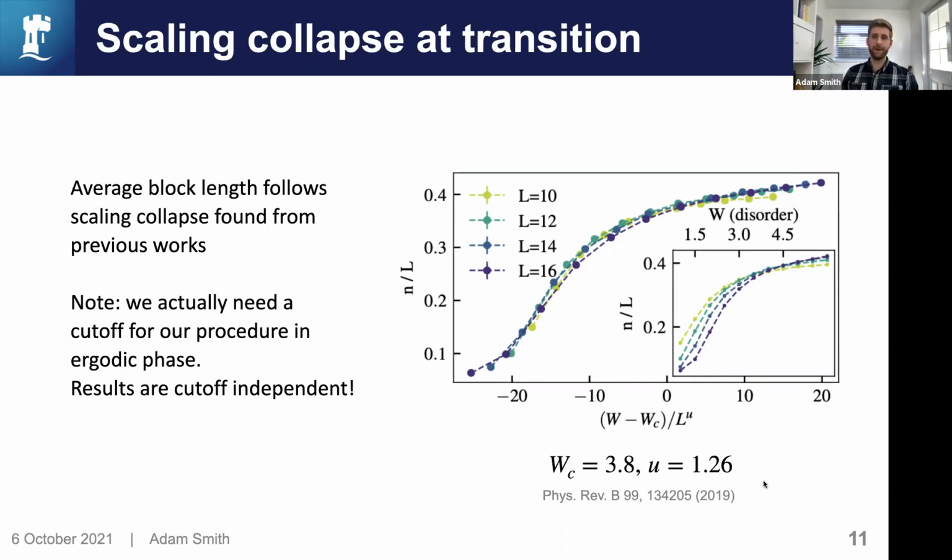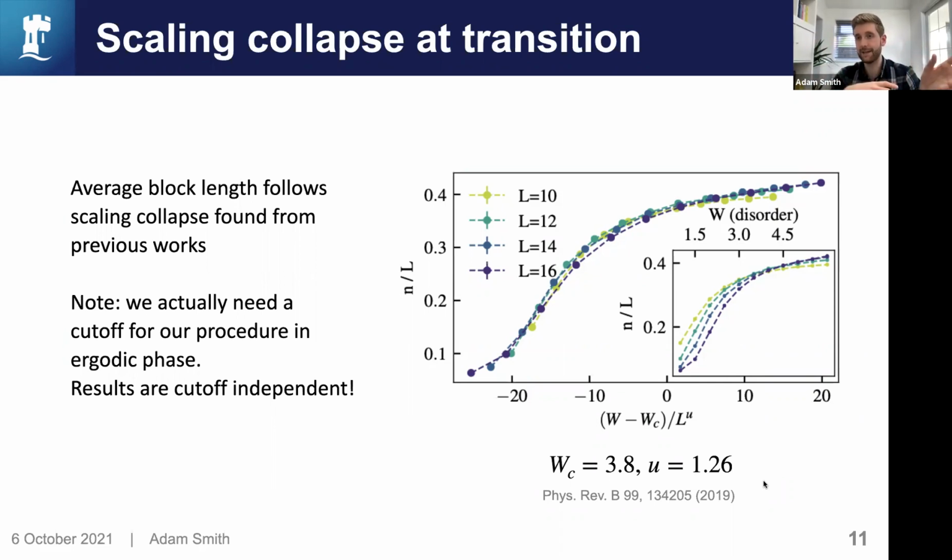Okay. Right, so one extra thing to note about this is we do actually need to add a cutoff for our procedure when we get into the ergodic phase. The reason for this is the modularity. Let's think about what the states look like far in the MBL phase or far in the ergodic phase. Far in the MBL phase, we have these localized blocks, and I think this clustering makes a lot of sense.